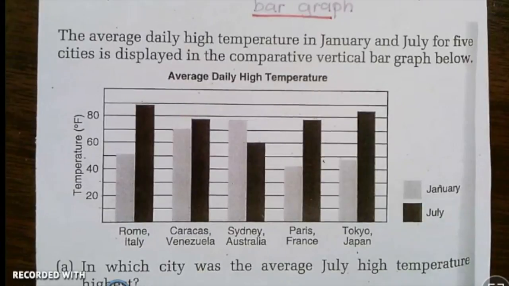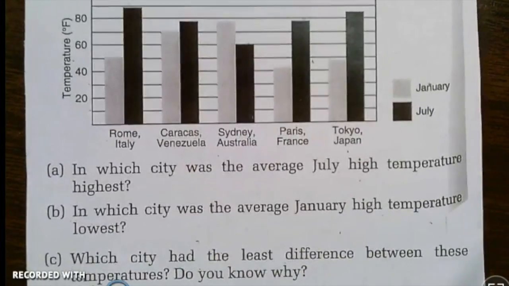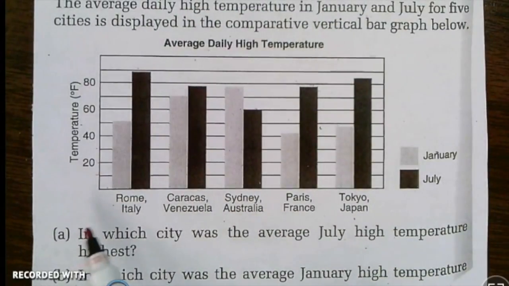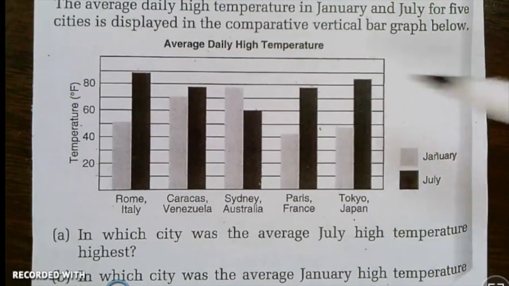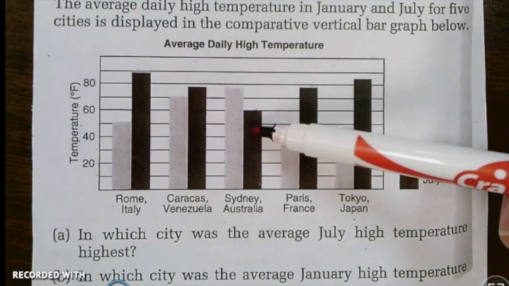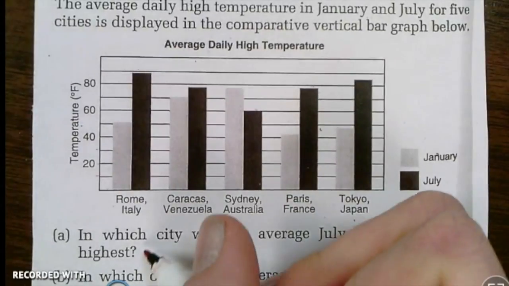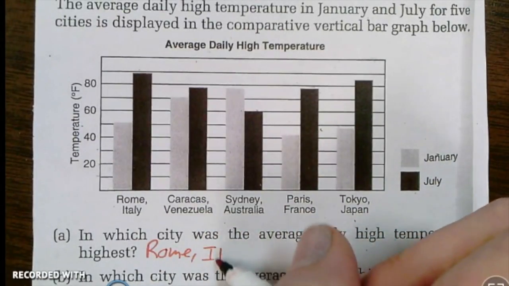So we're going to use this graph to answer the following questions. In which city was the average July temperature highest? Okay, so let's look for July. Which one is highest? Good, Rome, Italy is the one that is highest. So your answer would be Rome, Italy.